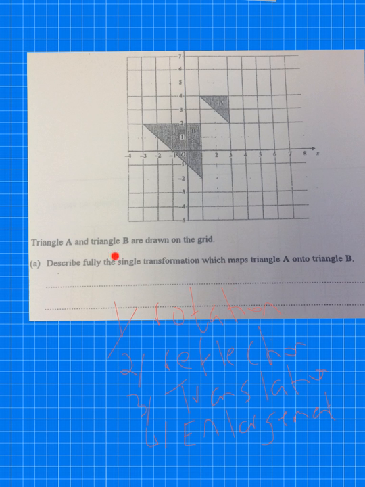Now, let's look at each one. Rotation means you move shapes round. Okay, clearly that's not what's happening here. Reflection is like a mirror line, so it would be the mirror of that. Clearly that's not it. Translation's special because it's the only one where, when you translate a shape, it looks exactly the same. It looks in the same direction, it'll be the same size. That's how you know it's translation. Clearly this last one must be enlargement. So it's been enlarged from here to here. So we need to describe the single transformation that maps A onto B.